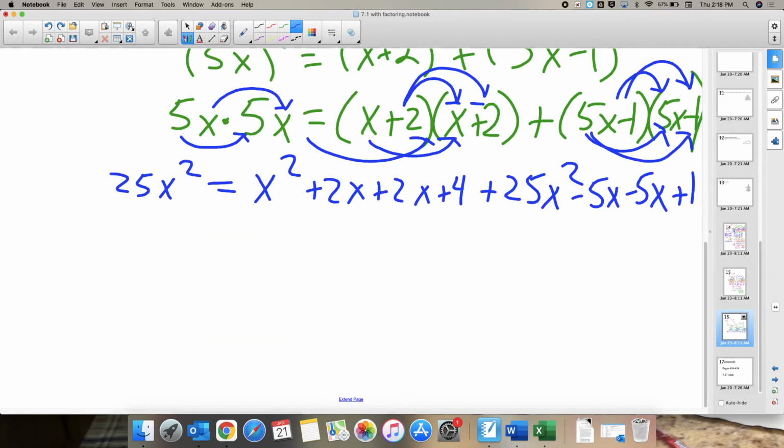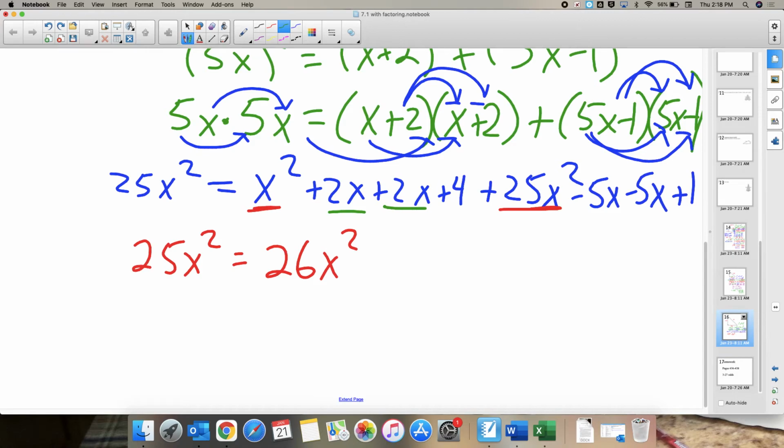Just cleaning up this right-hand side, we'll combine what we can combine. We have 25x squared on the left. We have x squared plus 25x squared, which is 26x squared on the right. We have 2x plus 2x minus 5x minus 5x, so that becomes negative 6x. Then we have our positive 4 and our positive 1. That's plus 5.